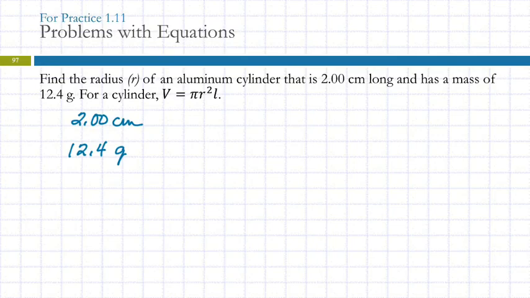So the 2.00 centimeters long, is that one of the variables in the equation? Might it be the length of the cylinder? Yeah, that's the length of the cylinder. So the length is 2.00 centimeters. I'm trying to find the radius. So in this equation, I've got volume, radius, and length. I'm finding R. I've been given length. I need the volume. How can I find the volume of this?